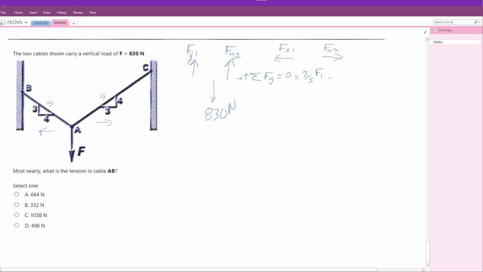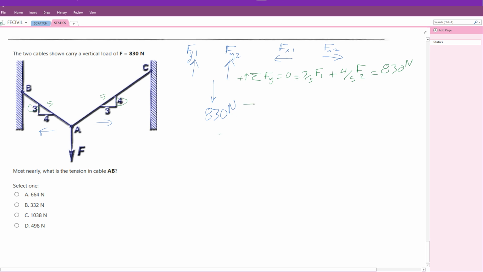So we're going to have two equations and two unknowns. We have 3/5 F1 plus 4/5 F2. If you don't know where the 4 comes from, it's this 4 right here, and the 3 on this side is coming from here. And that is equal to whatever is down here, 830 newtons.